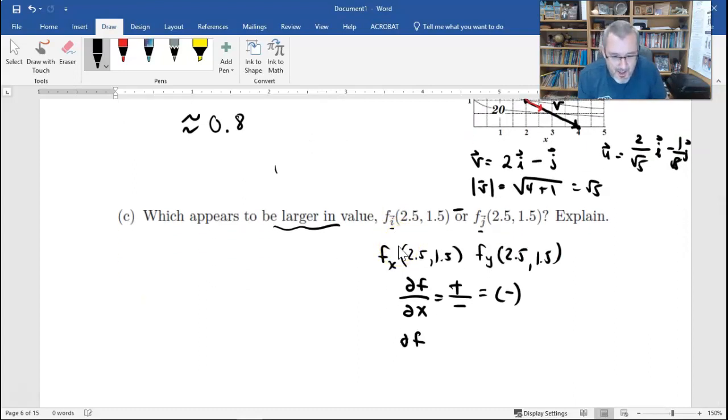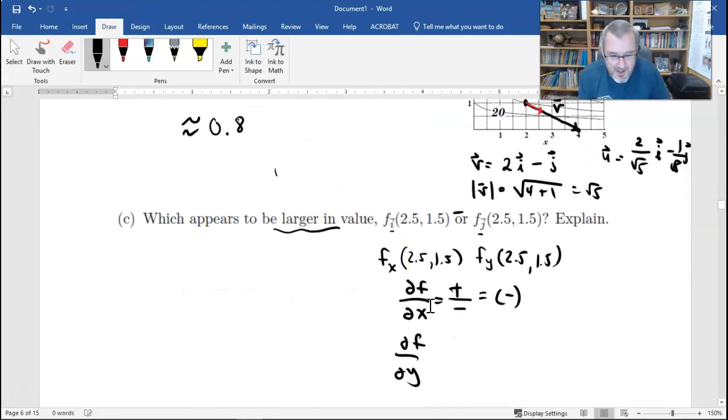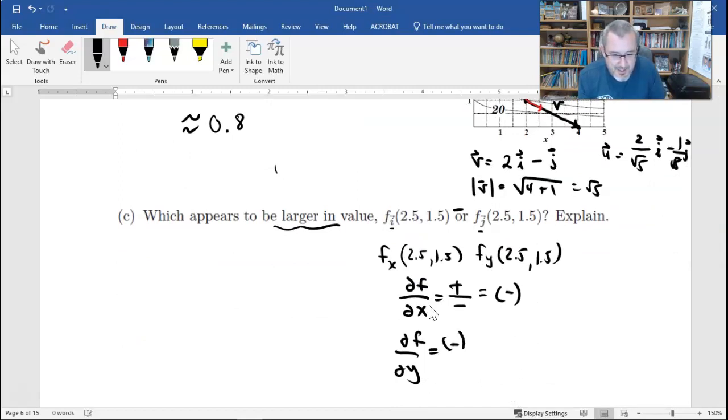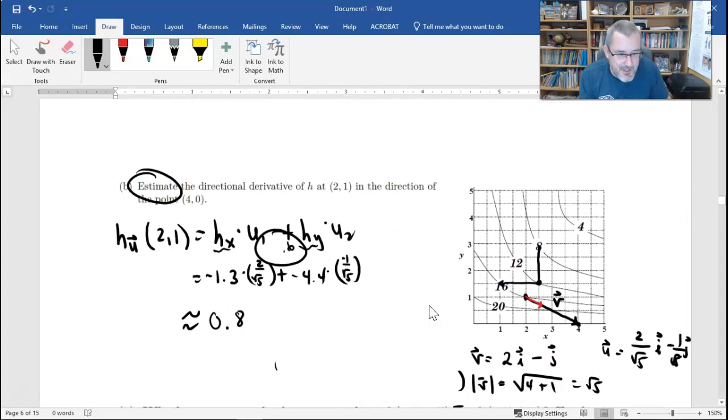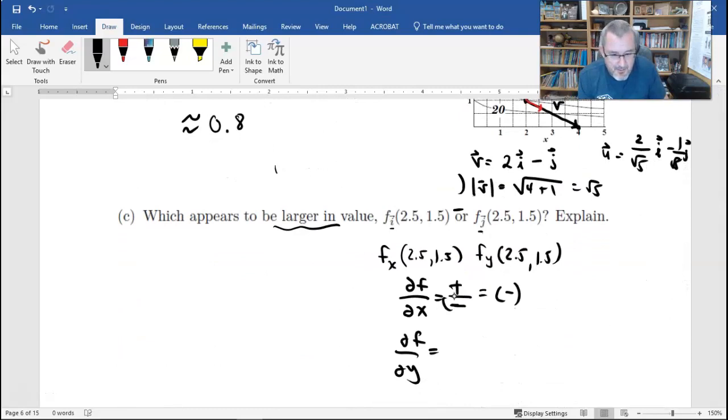How about df dy? Same point, 2.5, 1.5. Let's think about y now. The function output decreases by 4, so we're going to have a decrease here, while y increases by a little less than 1.5. But still, I lost my symbol there, didn't I? We had a decrease and an increase, so we're still going to have a negative. But I guess the question now is, which one of these is more negative and which one is less negative?